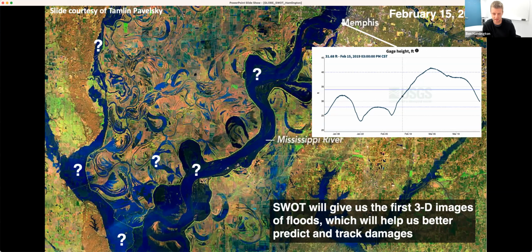What is different about SWOT? The key thing here is that SWOT is actually measuring height. Right? It's measuring the height of the water. So it's not just measuring the area or the spatial extent of the rivers, lakes, and reservoirs. It's measuring the height, so we can actually track volume changes through time. You don't just need to know the width of the river, but you actually know how much water is flowing through the river at any given period of time and how that volume is changing.